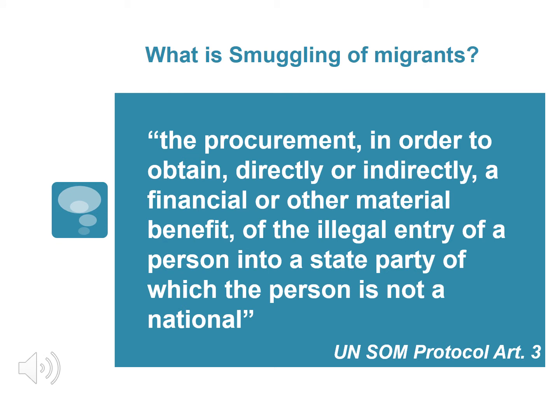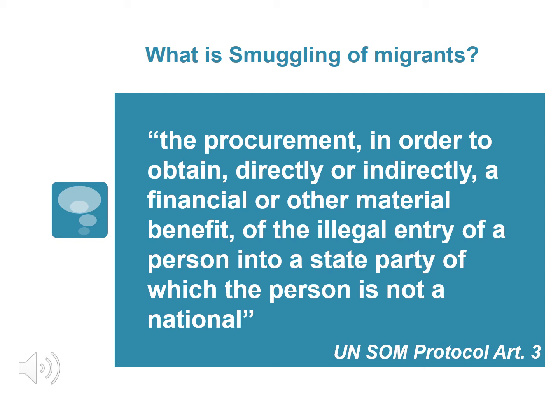Article 3 of the Smuggling of Migrants Protocol provides that smuggling is the procurement, in order to obtain directly or indirectly a financial or other material benefit, of the illegal entry of a person into a state party of which the person is not a national.